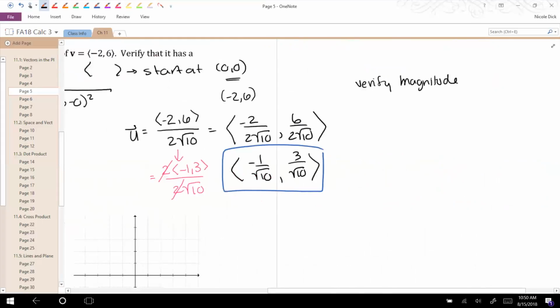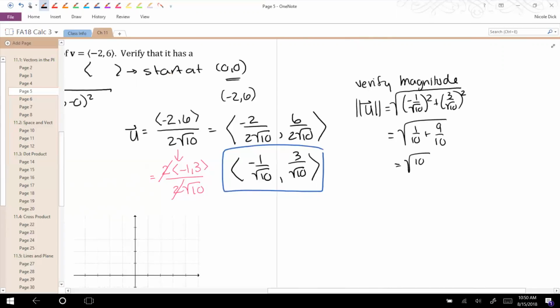We simply go back and find the length of this vector again. So to find the magnitude of our unit vector, like I said, we know it starts at the origin, so I'm going to skip the step where we subtract. We're just going to take each component squared and add those together. So this is going to give us 1 over 10 plus, oh, I forgot to write my square there, plus 9 over 10, which is 10 over 10, which is indeed 1, which is what we expected to get there.